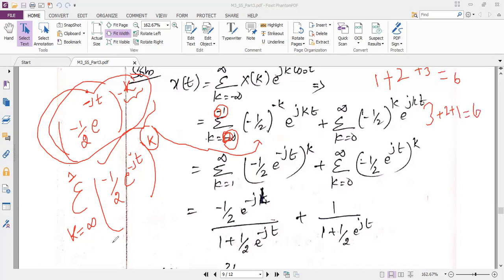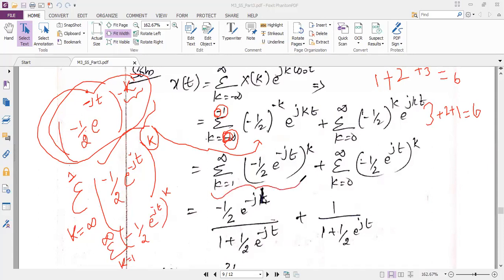So in the next step, I can write like this, summation k is equal to 1 to infinity, minus 1 by 2 e power minus j, e power minus jt, the whole power k. So please write all these three steps on the rough side, and finally you can make the equation with this term.